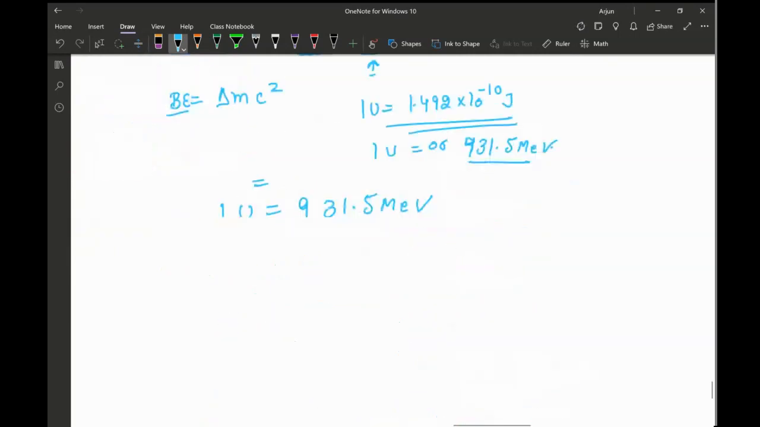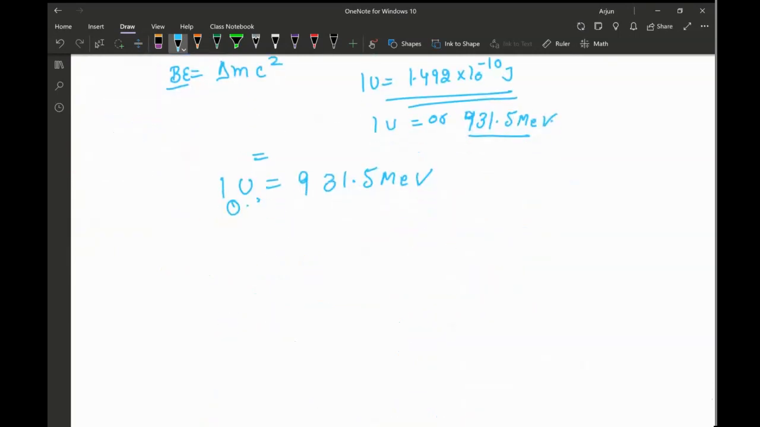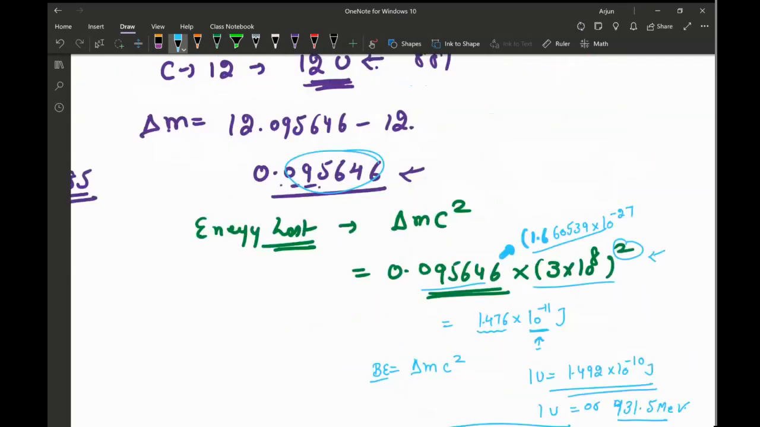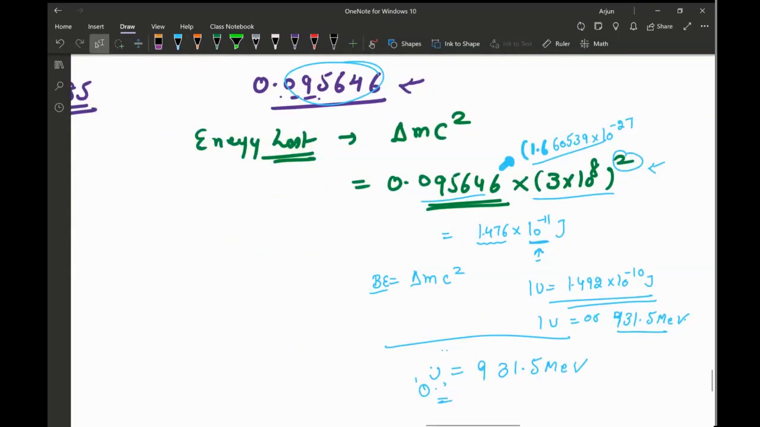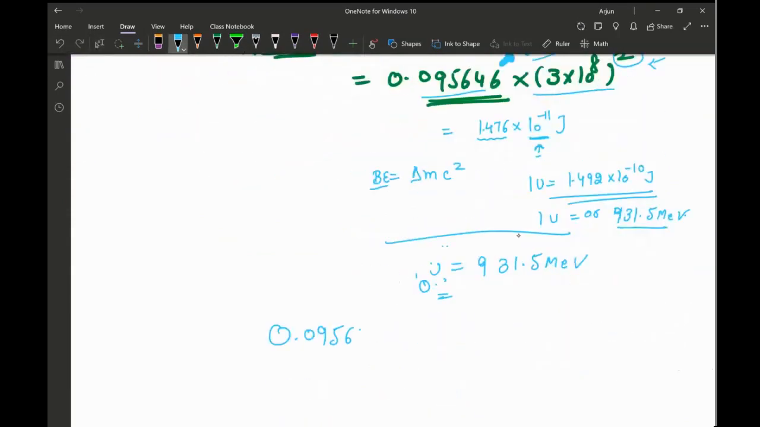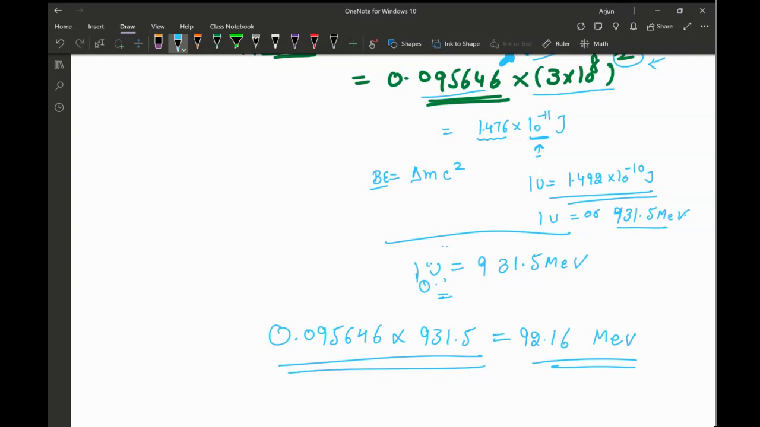So 0.095646 multiplied by 931.5. My battery is low, so that's why I'm rushing it up. That will give you the answer in terms of MeV. That will come out to be 92.16 MeV. And you can note down this also on your formula booklet, 1 U equal to this MeV.